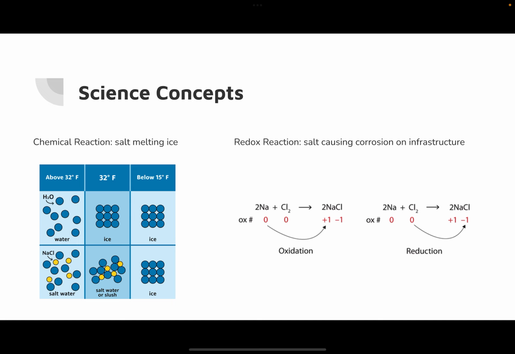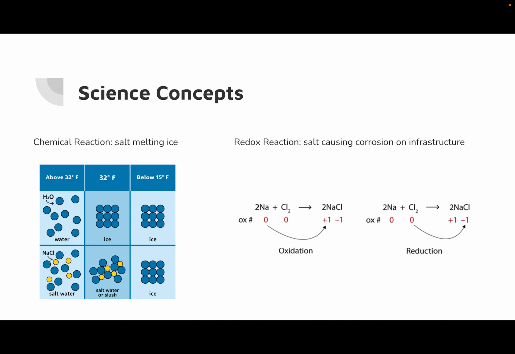Science concepts. So the first science concept I'm going to talk about is a chemical reaction and how salt melting ice is a chemical reaction. So when the salt dissolves into the water, it breaks apart into sodium and chloride ions, which as a result disrupts the ice crystal structure. This disruption of the ice crystal structure lowers the freezing point of the water, allowing the ice to melt at a temperature below its normal melting point. And then this picture just shows how the salt kind of separates everything and causes it to melt.